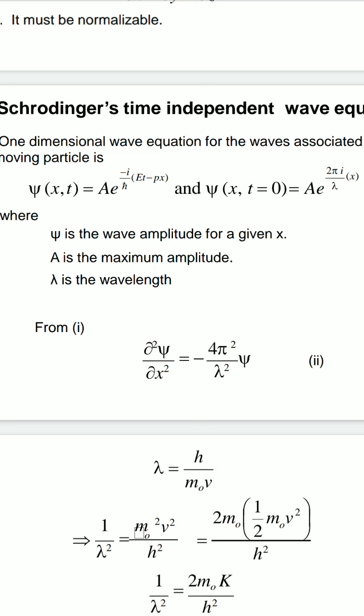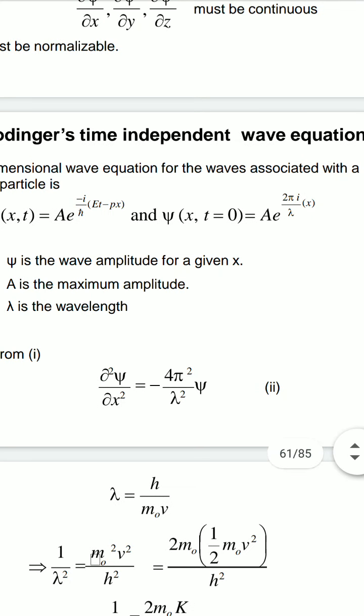So this is the normal equation for a wave. You have to remember this equation. It is the equation for a wave which is depending on position and time. But if you are not considering the time dependence, that is, if you consider t as 0, then you just take psi of x, at time equal to 0. Psi of x is equal to A e raised to 2 pi by lambda i x.